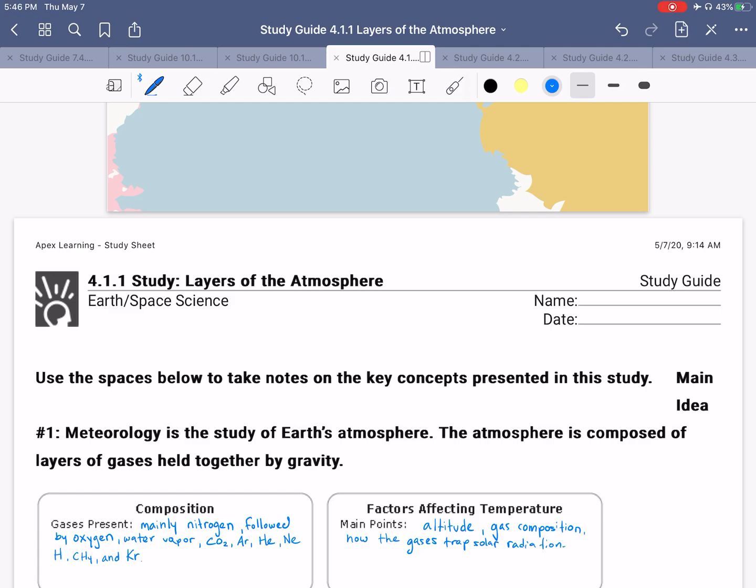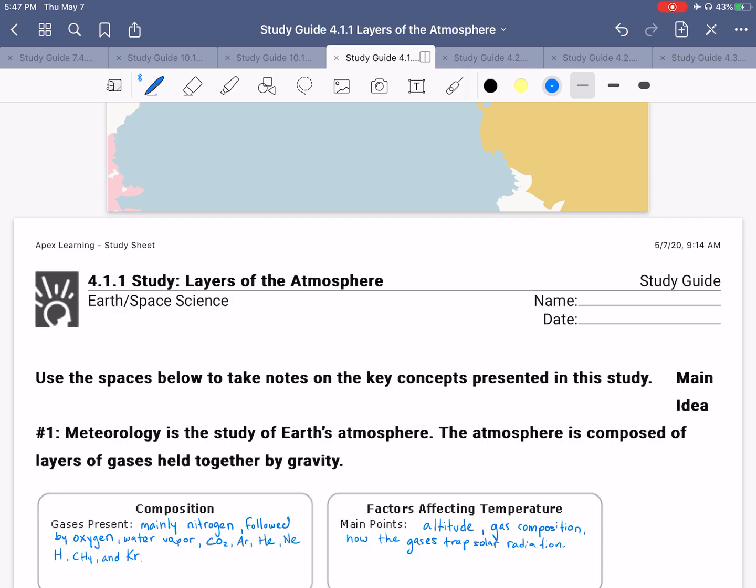But air is just air, right? Wrong. Nitrogen, N2, is the most abundant gas in the atmosphere, followed by oxygen, O2. There's also water vapor, H2O, trace amounts of carbon dioxide, CO2, argon, Ar, helium, He, neon, Ne, hydrogen, H, methane, CH4, and even krypton, Kr.